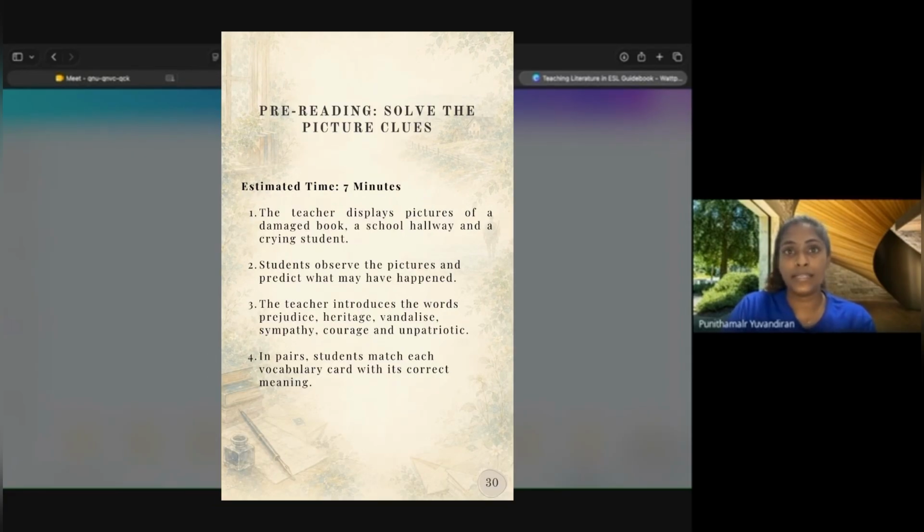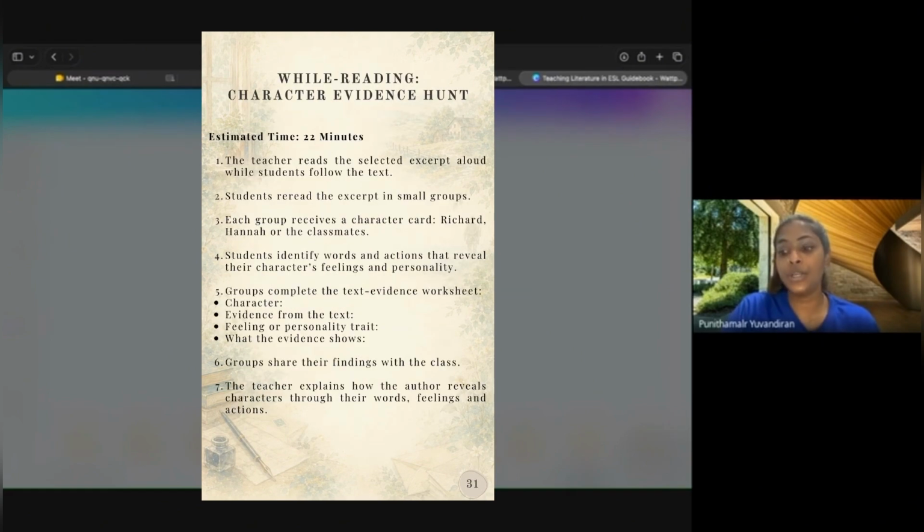During the pre-reading stage, the teacher displays a picture of a damaged book, a school hallway, and a crying student. Students observe the clues and predict what may have happened. They are also introduced to important vocabulary such as prejudice, heritage, vandalize, sympathy, courage, and unpatriotic. During the while-reading stage, students read the selected excerpt in groups. Each group receives a character card representing Richard, Hannah, or the classmates.